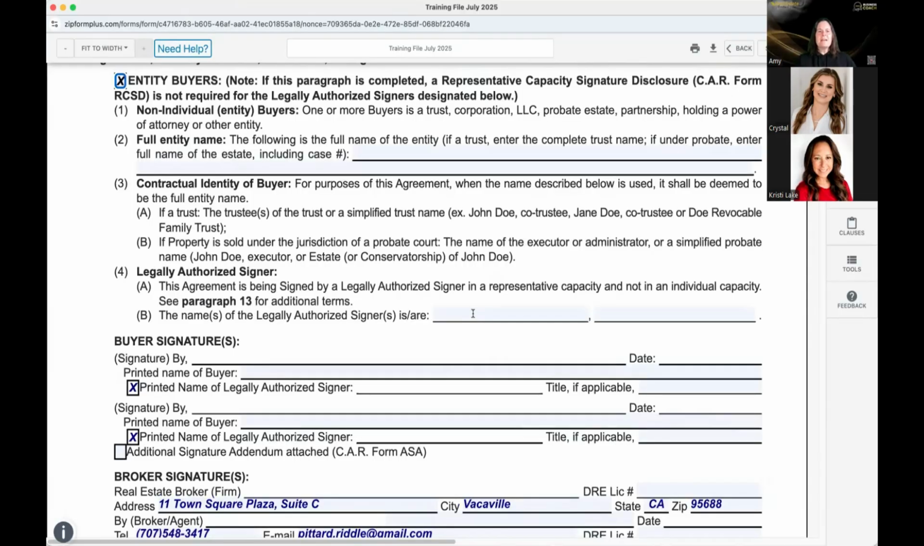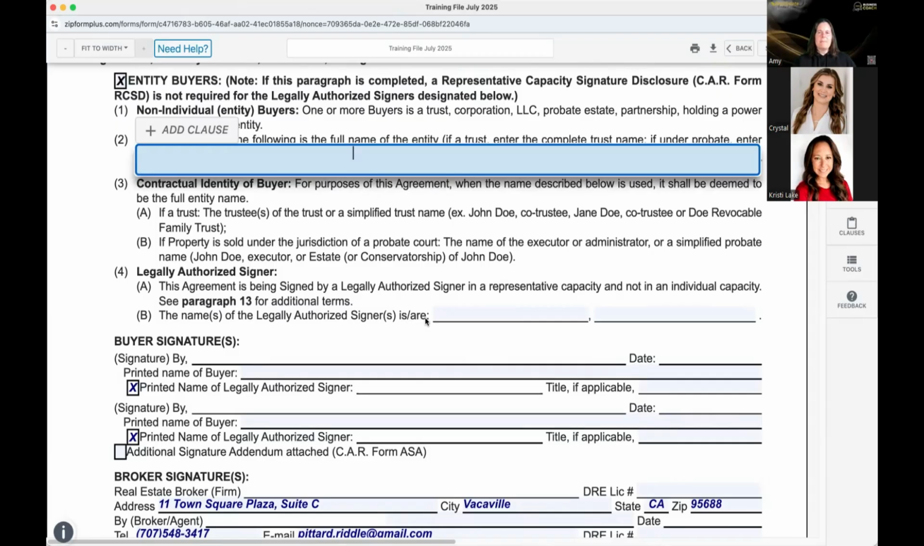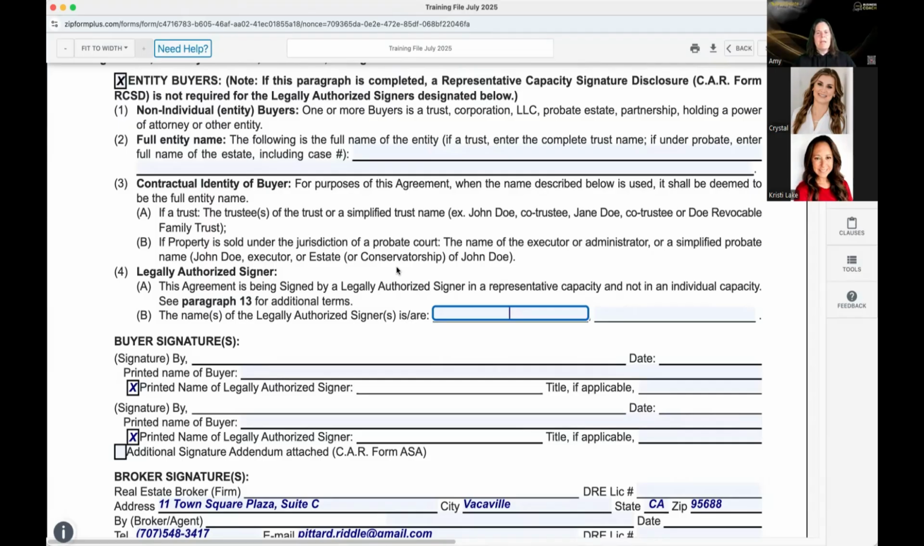And then down here on 4B, that's where you put in their names. So the buyer might be the Petard Revocable Trust, right? And then down here, it might be Amy Petard and Jeremy Petard, right? So something like that.